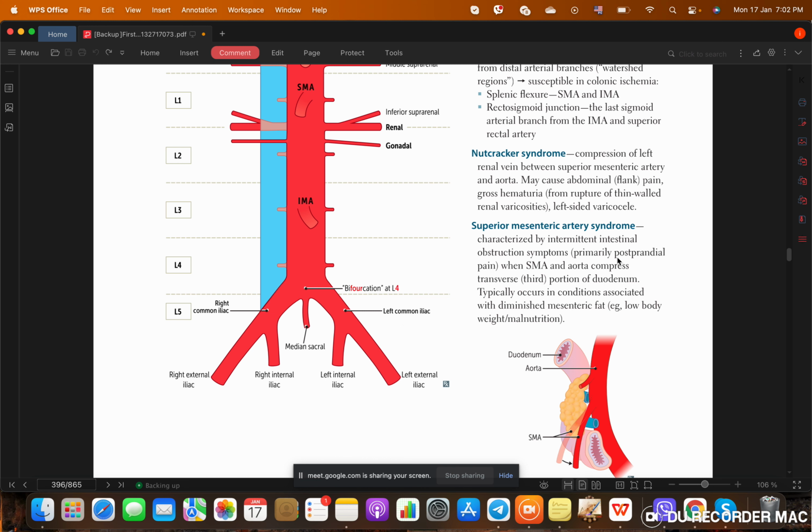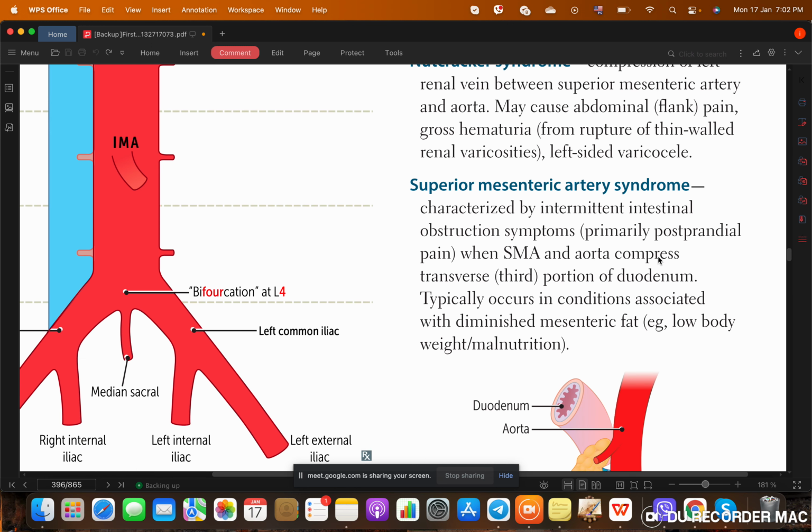No, it will not. What about the hydrocele? Will it transilluminate? Yep. So superior mesenteric artery syndrome is characterized by an intermittent intestinal obstruction.